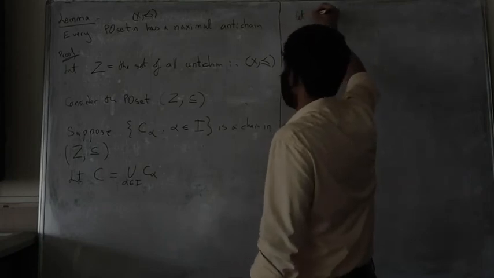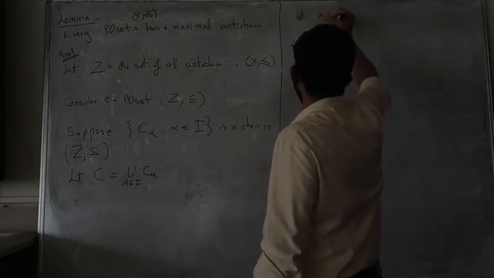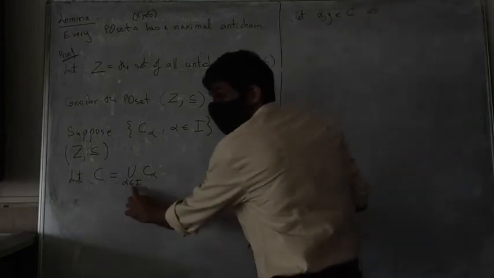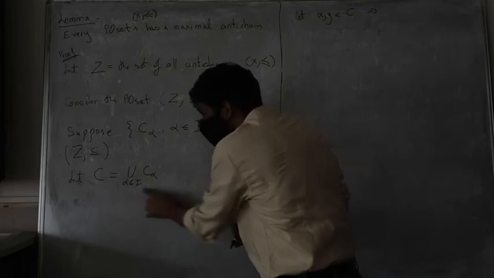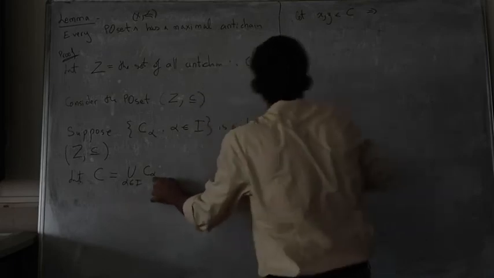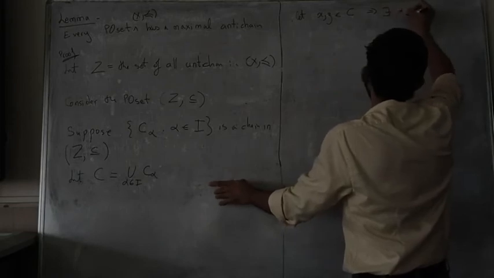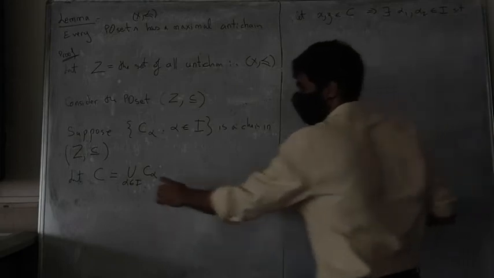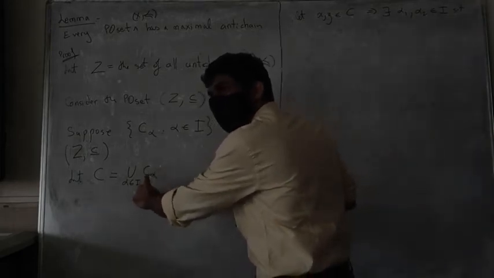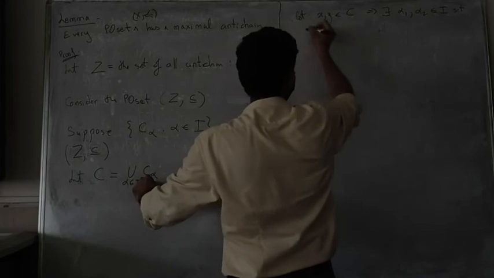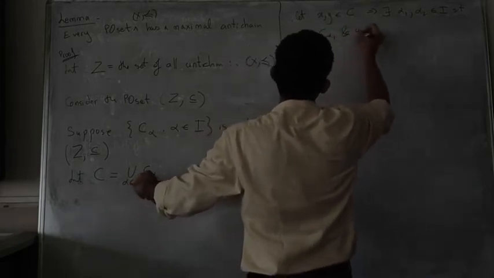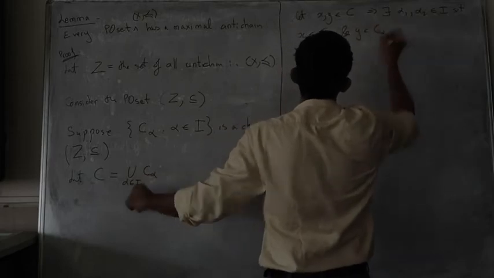Okay, so it's easy. You take any X and Y in C. What does it mean? When is an element in the union? If it is in one of these, right? So that means there exist some alpha 1 and alpha 2 in I such that X is in one of them and Y is in another one. Okay, so X is in C alpha 1 and Y is in C alpha 2.